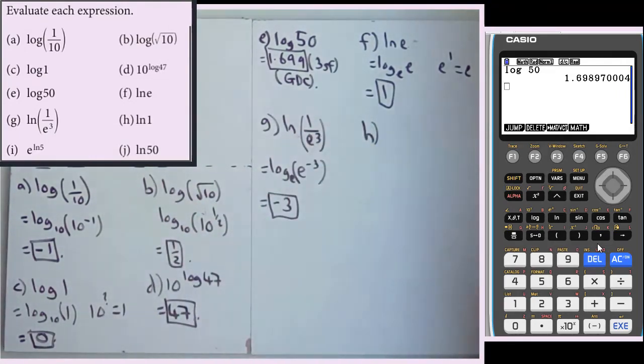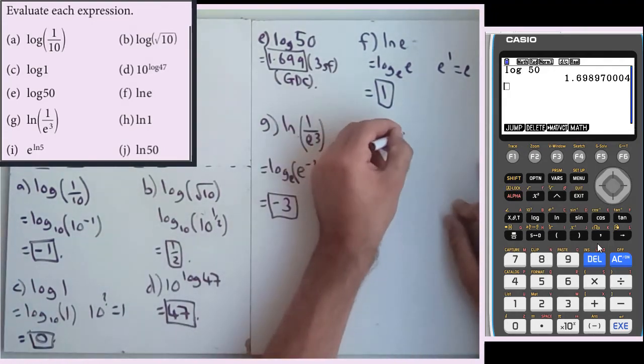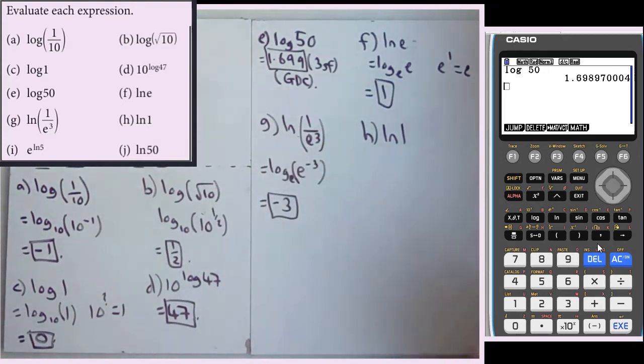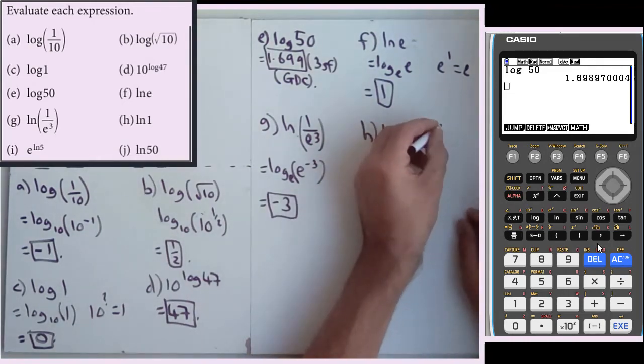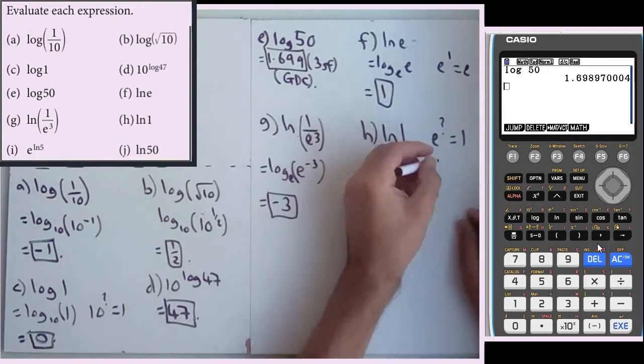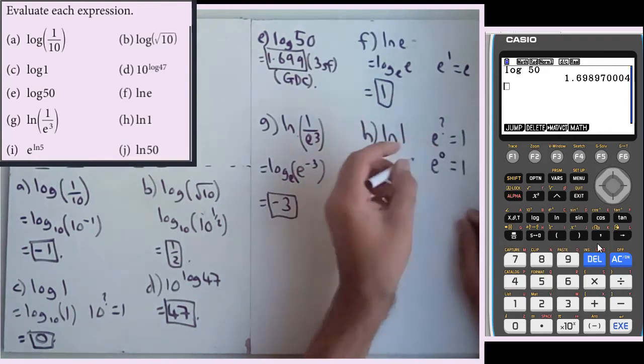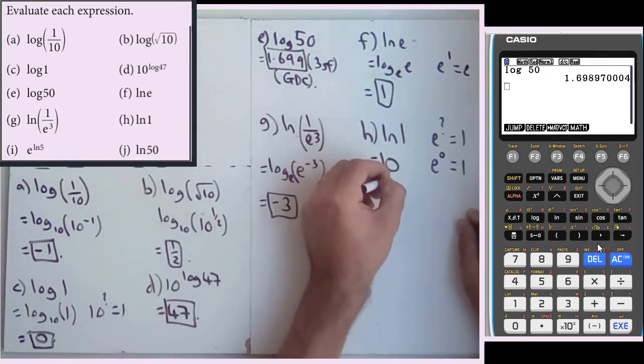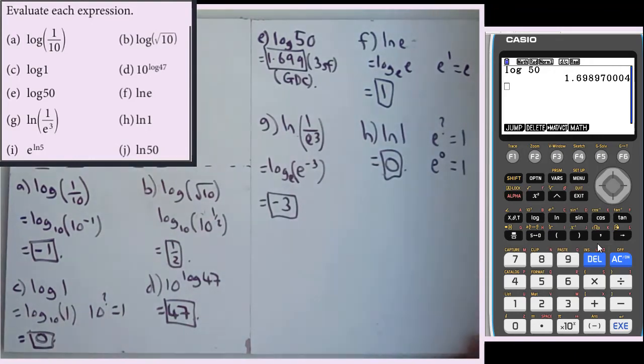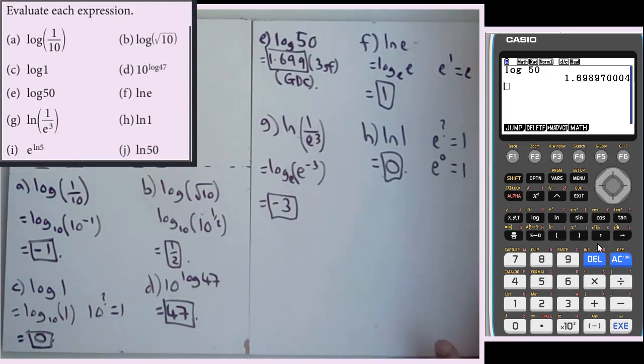H, ln 1. So this is very, very similar to C. It's a different base, but the answer is not going to be any different. It's saying basically e to what power equals 1. Well, that means e to the power 0 equals 1. The answer is just 0. In fact, any log in any base of 1 is always going to be 0.